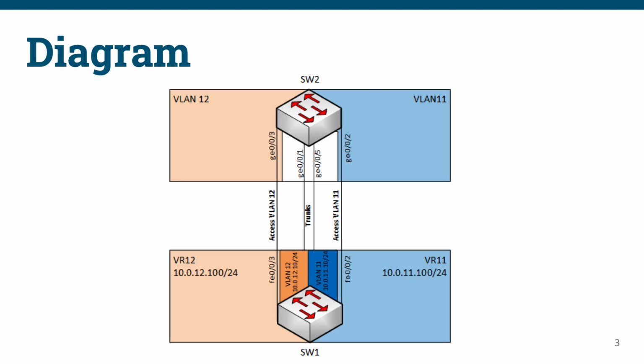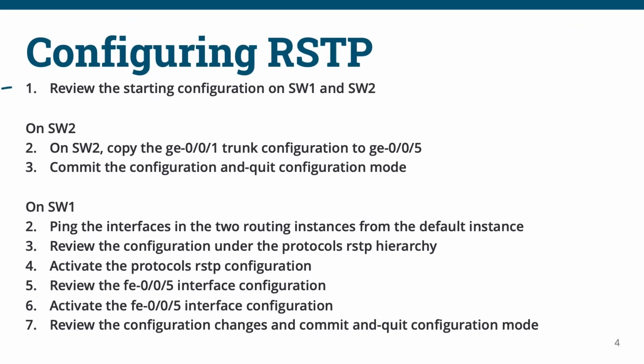Now, let's review the instructions for this lab. First up, we'll take a look at the starting configuration of both of these switches. Then, starting on switch 2, we'll configure GE005 as a trunk port by copying the GE001 interface configuration to it, and we'll commit this configuration. On switch 1, we'll validate Layer 2 connectivity between the routing instances and the default instance by pinging between them. Once validated, we'll review and activate the RSTP and FE005 interface configurations and commit.